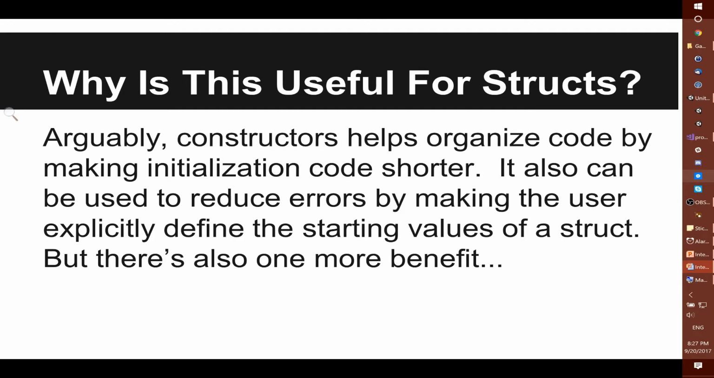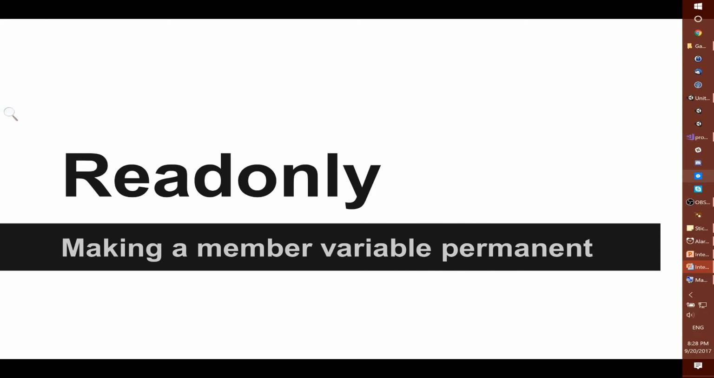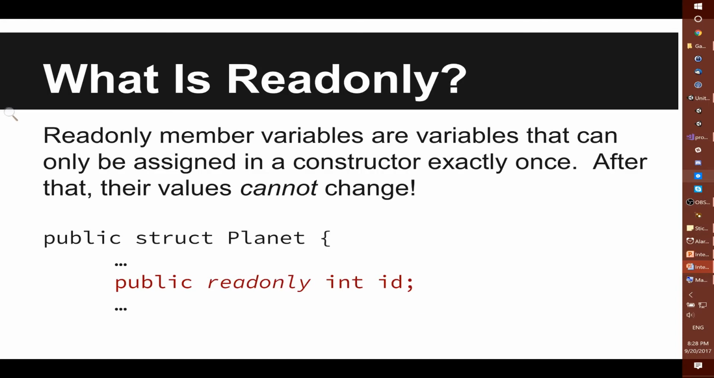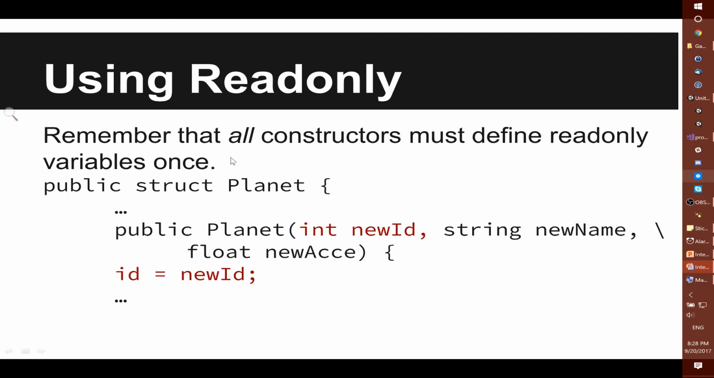And this is something that I think a lot of people who use Java are familiar with. But there is a feature in C# called read-only, which allows you to turn a member variable into a permanent value that can never ever be changed except in the constructor. So the sole exception is that read-only variables can be set inside a constructor exactly once. After that, their values cannot change at any point in time. So remember that all constructors must define read-only variables exactly once.